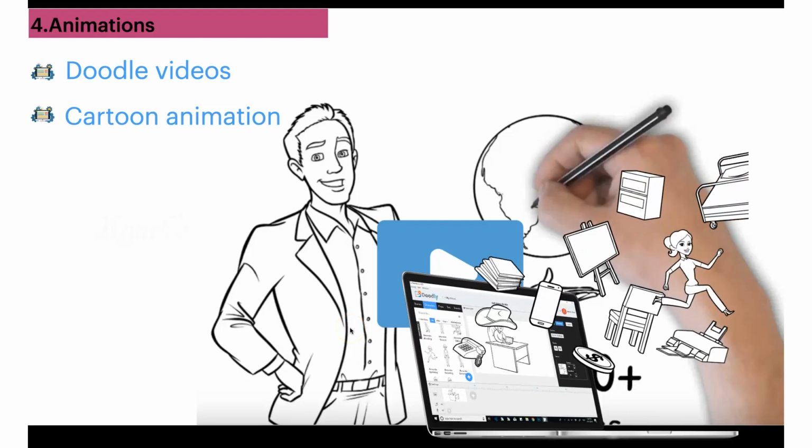Option number 4 is to use animation. You can make doodle videos. There's a nice tool called Doodly, which is not even bad from a price point of view, where you can just make your own animation and draw according to how you want it, and it will create such nice videos. And I know many YouTube channels that are successful and they are getting more views using Doodly, right?